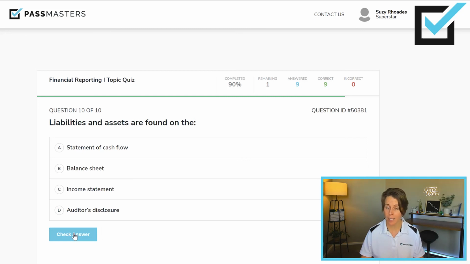Liabilities and assets are found on the, you know this, we did this, where were they? Income statement, balance sheet, auditor's disclosure, statement of cash flow. They're found on the balance sheet.